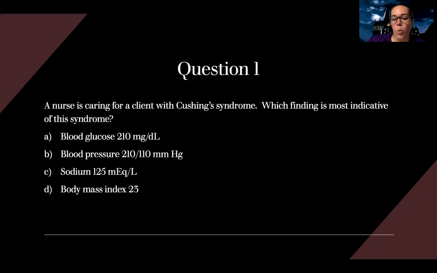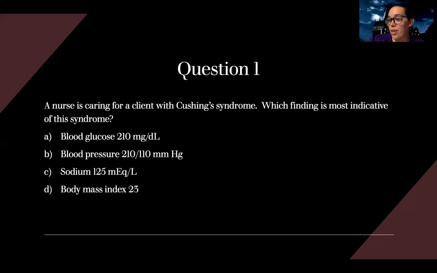Sodium 125. So I know that with Cushing's they have a sodium problem, but I'm not sure which way it is. So let me think about this. First, I have to know, is the sodium high, low, or normal? And this sodium is low. The normal is 135 to 145. So if I'm looking at this now and I know it's low, then I have to think about Cushing syndrome, what it looks like. So with Cushing syndrome, they have too much of all of their steroid hormones, and that can include aldosterone.